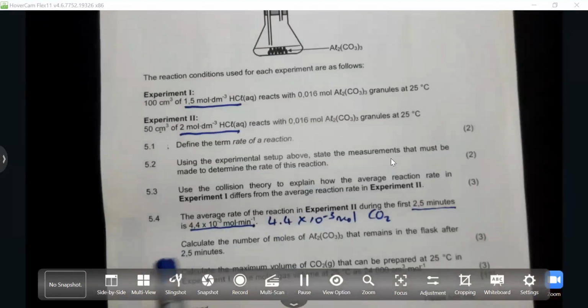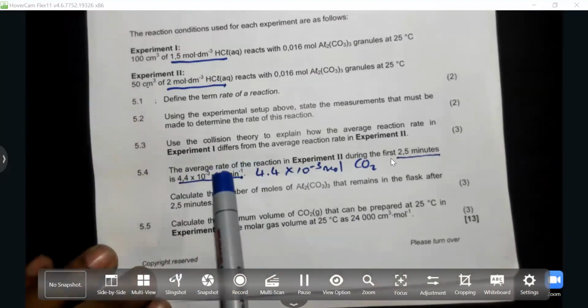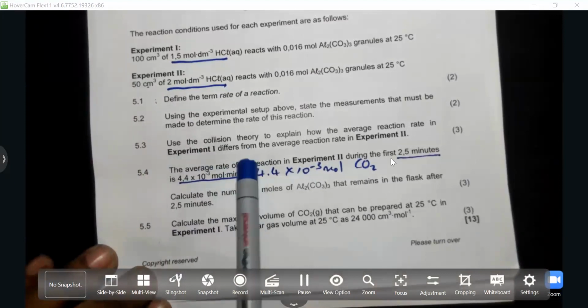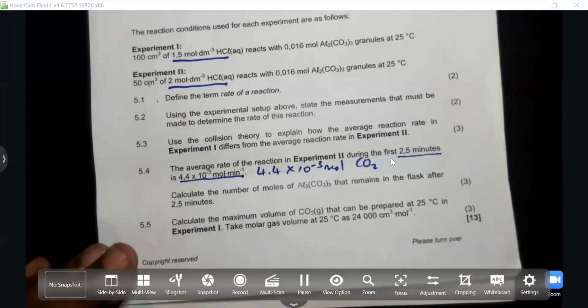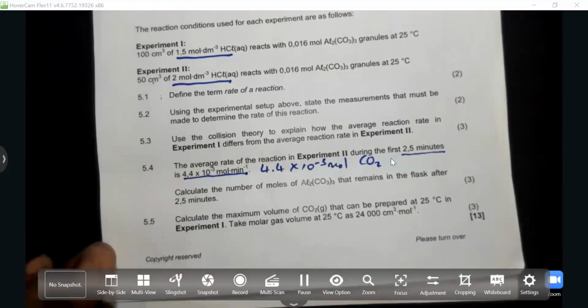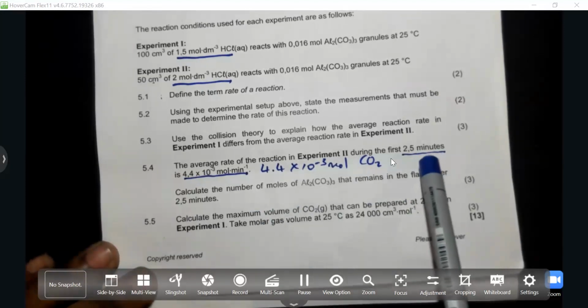And last but not least, in 2021, 5.4 was a calculation, which was separated into 5.4 and 5.5, but still a calculation relating to the product or the reactant. In this case, it was the reactant. So they wanted us to find the number of moles. So they could ask you the number of moles, the mass, the concentration, or they could ask you the time. In this case, they didn't ask the time because they gave us the time.